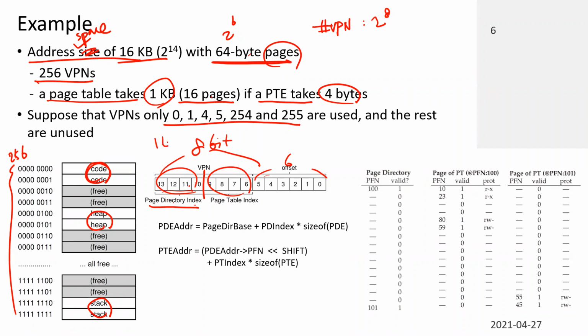16, 2 to the 4, 16. And if we give 4 bytes for each entry, then what happens? The page directory should take 16 multiplied by 4 bytes. This is 64, so it's affordable within a single page. We can fit it all in one page.